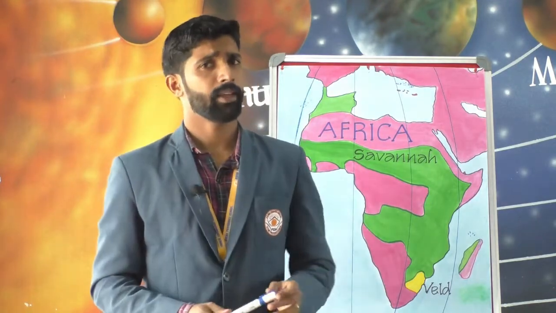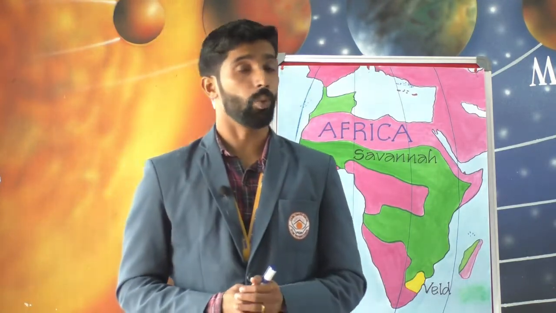And let us see the natural vegetation and wildlife of the veld. The natural vegetation of the veld is comprised of grasses, both tall and short, and some bushes. Scattered trees like acacia and marula are found in the higher elevations and along the banks of streams.